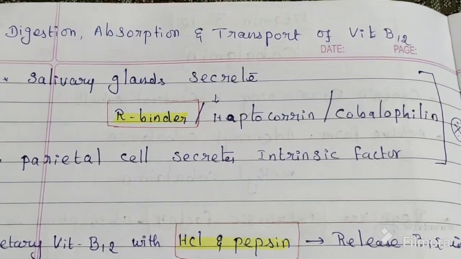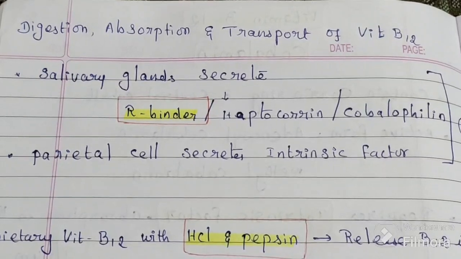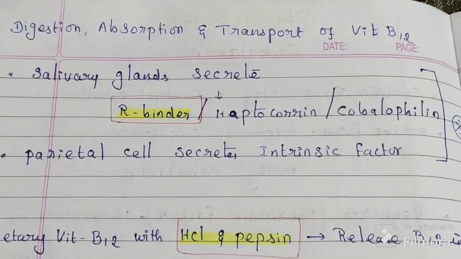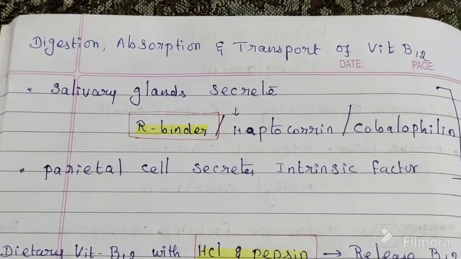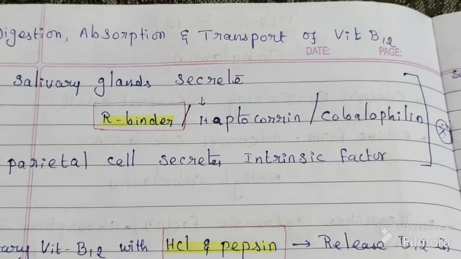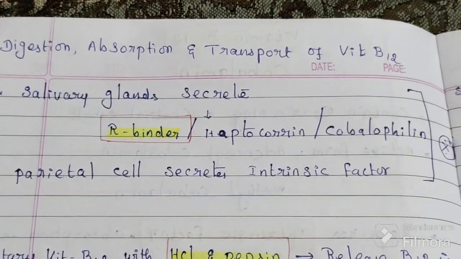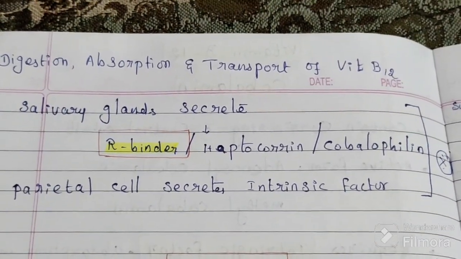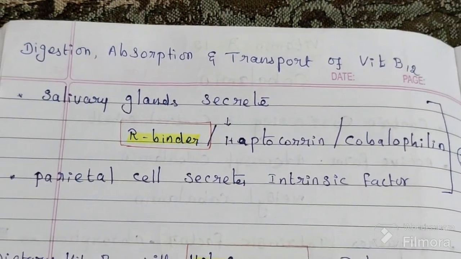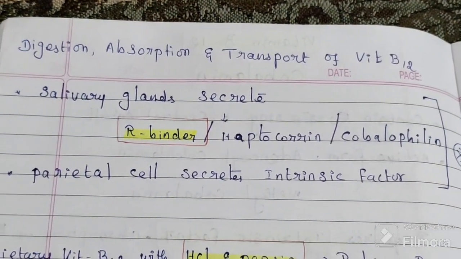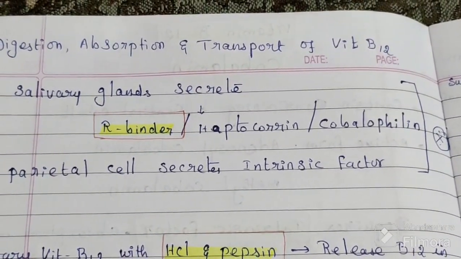And the parietal cell secretes intrinsic factor. These two factors are important for digestion and absorption of vitamin B12.